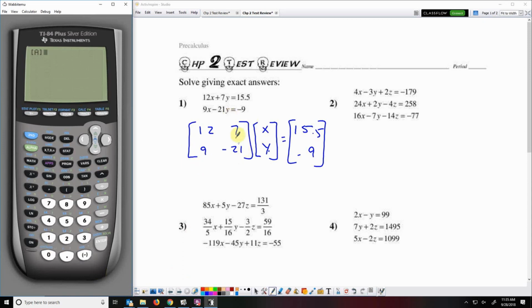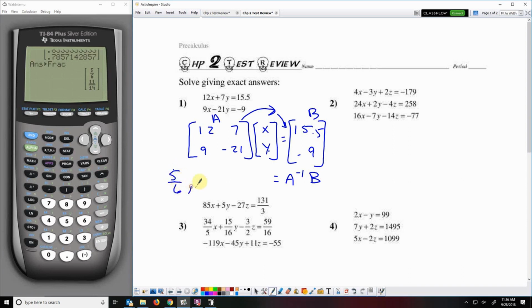Now, if I want to solve this, I've got to get this matrix over here. It's going to fit in right there, actually. But it has to be the inverse, like multiplying by a reciprocal. So we'll call this matrix A and B. I've got to get matrix A inverse. When I bring it to the other side, it becomes the inverse times matrix B. So matrix A inverse times matrix B. Okay, so I get those decimals. I'm going to go math, enter, enter, and get fractions. So 5/6 and 11/14 are my x and y values.